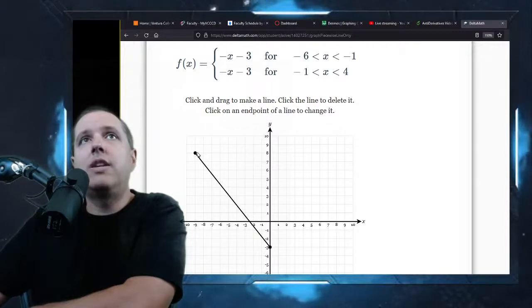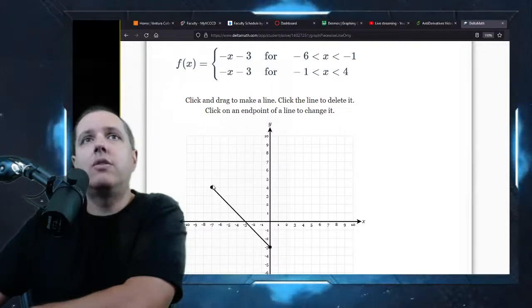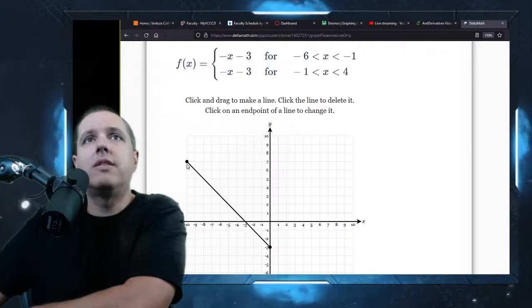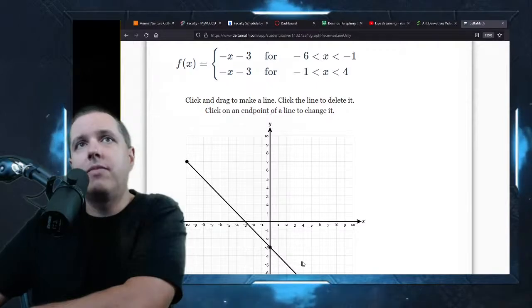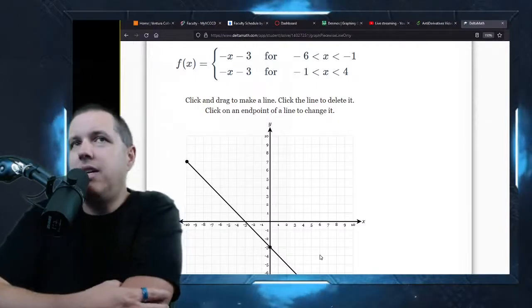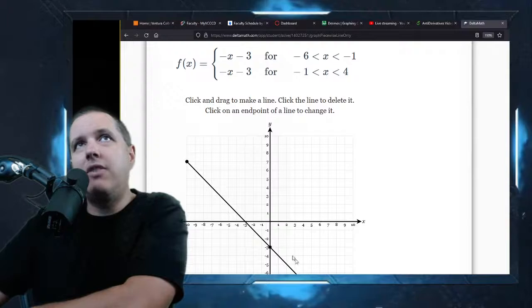So we could do this, and then the slope is what? -1, so it's going to be like this. And then we could actually extend it, like that. But that's not right, because this is just the line -x minus 3. So what's going on? What's happening with this?